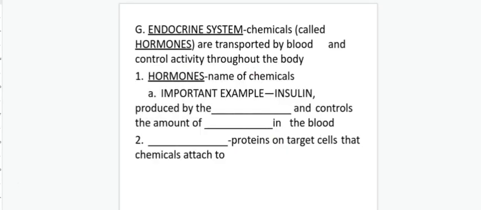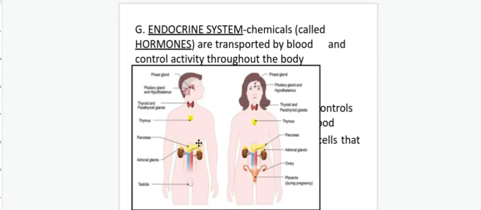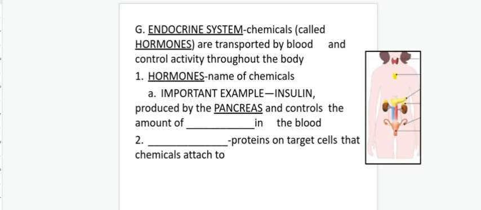Okay. Hormones, the one they love to test is insulin. That is made by the pancreas, and it controls the amount of sugar in your blood. Pancreas is right underneath the stomach. It makes insulin. It dumps the insulin into your bloodstream. That tells your cells to take sugar out of your blood, and it controls how much sugar is in your blood. If you cannot make insulin, you have a disease called diabetes, and your blood sugar level is wrong.